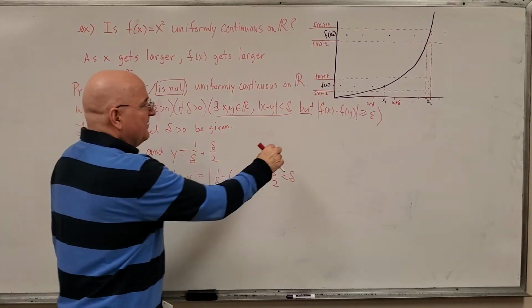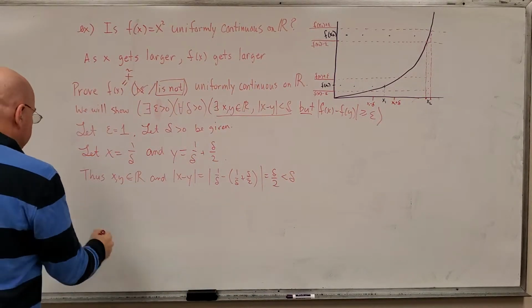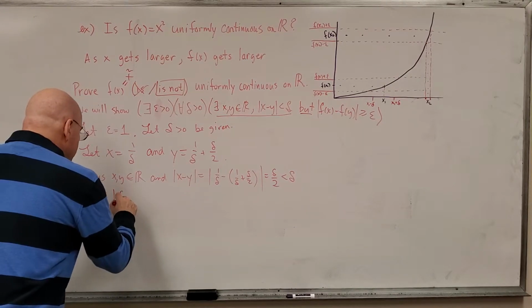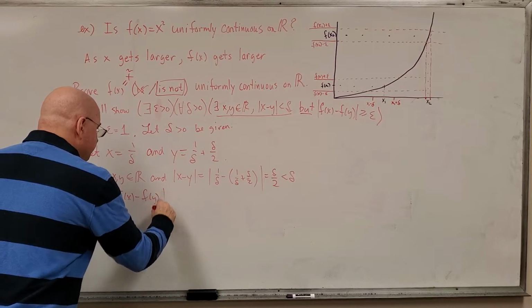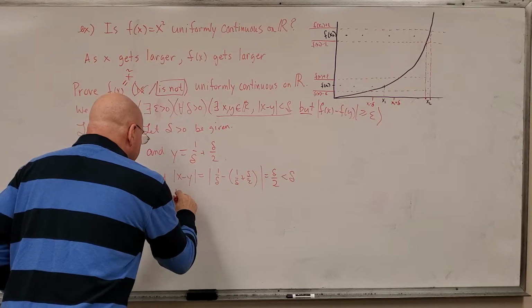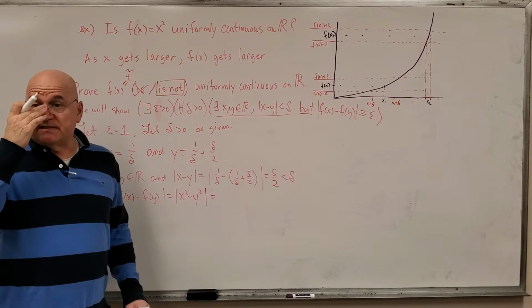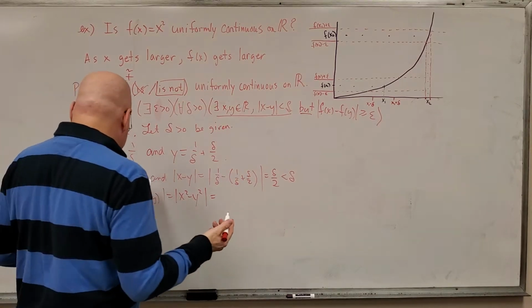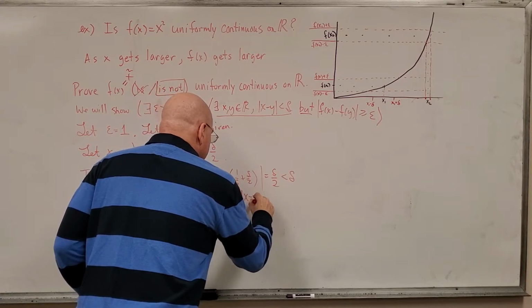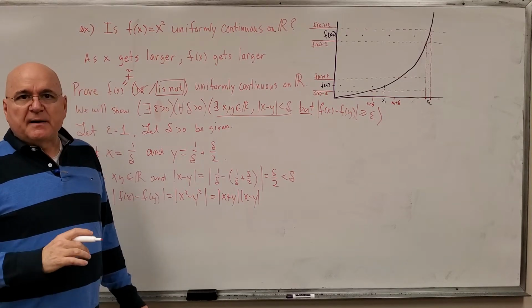Now we're going to show that |f(x) − f(y)| is greater than or equal to epsilon. So I'm going to write in capital letters, but f of x minus f of y, which we know is just x squared minus y squared, and x squared minus y squared is the difference of two perfect squares, x plus y times x minus y. I use the absolute values, breaking it apart, because you can do that with properties of absolute values.